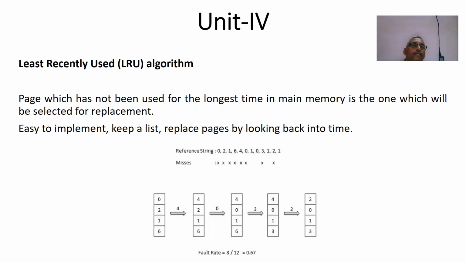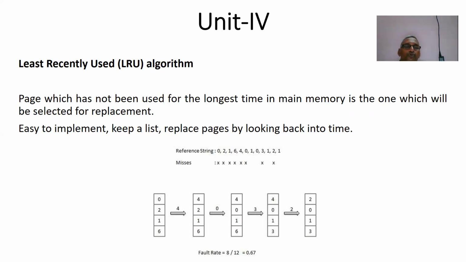Next one, least recently used algorithm. The page which has not been used for the longest time in main memory is the one which will be selected for replacement. Easy to implement: keep a list, replace pages by looking back into time. This figure shows how the list is maintained.